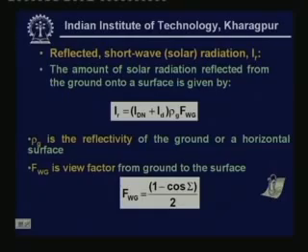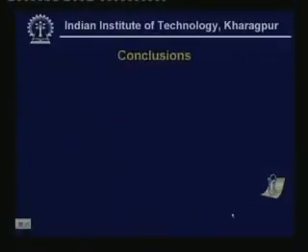So this is how, using the ASHRAE model, you can calculate direct, diffuse and reflected radiations from the known data. Once you know these things and once you know the angle of incidence, you can calculate the total radiation incident on any surface. So at this point I conclude this lecture, and I will give an example on how to calculate the radiation in the next lecture.